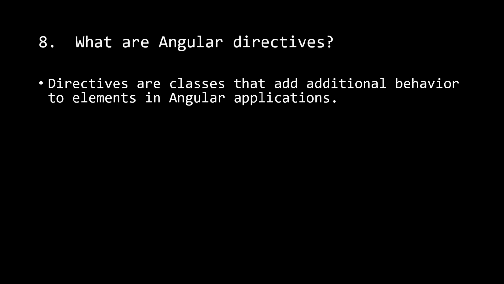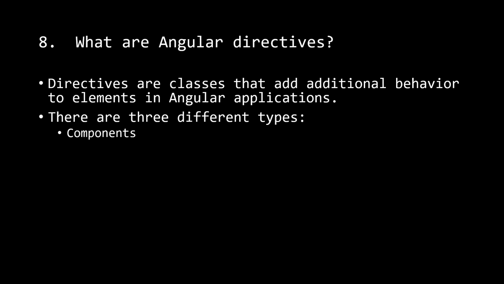Directives are classes that add additional behavior to elements inside of an Angular application. There's 3 different types of directives. First, there's components. They're made up of the TypeScript component class, the CSS selector, the template designation, and optional CSS. There are several examples of components throughout this video.